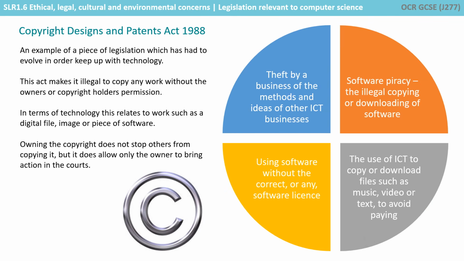An example of a piece of legislation which has had to evolve in order to keep up with technology is the Copyright Designs and Patents Act of 1988. This Act makes it illegal to copy any work without the owner or copyright holder's permission. Now, in terms of technology, this relates to work such as digital files, images, an algorithm or a piece of software. Owning the copyright obviously doesn't stop others from copying it, but it does allow only the owner to bring actions in the courts.